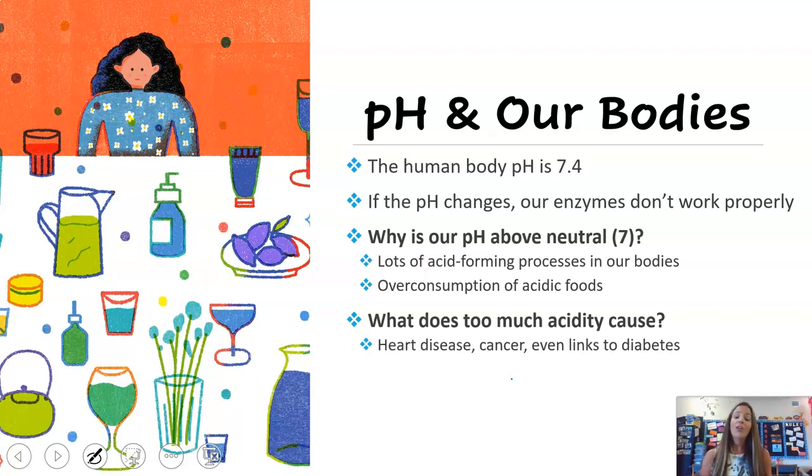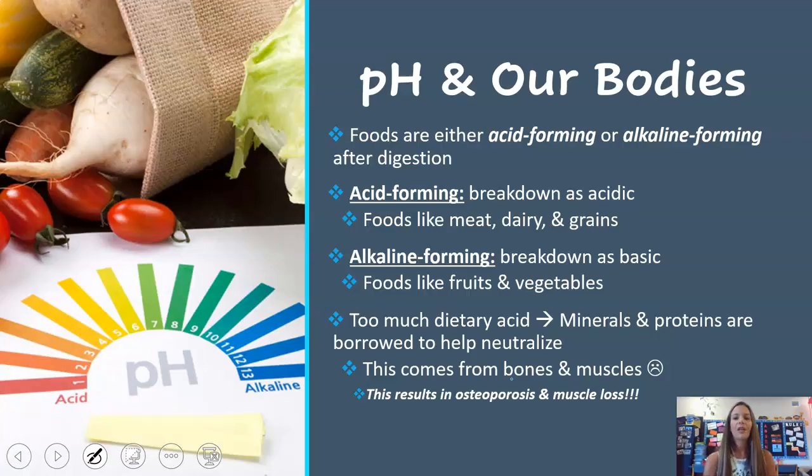Also, important to note that too much acidity in your body can be linked to diabetes, cancer, and heart disease. Foods that you eat then are either acid-forming or alkaline-forming after you digest them. So acid-forming foods break down as acidic, and alkaline-forming foods break down as basic. Like we said, if you have too much dietary acid, it can lead to problems with your body. And the reason for this is that minerals and proteins are borrowed from your body to help neutralize this acid. And that comes from your bones and muscles. So that can cause a lot of problems later on in life.